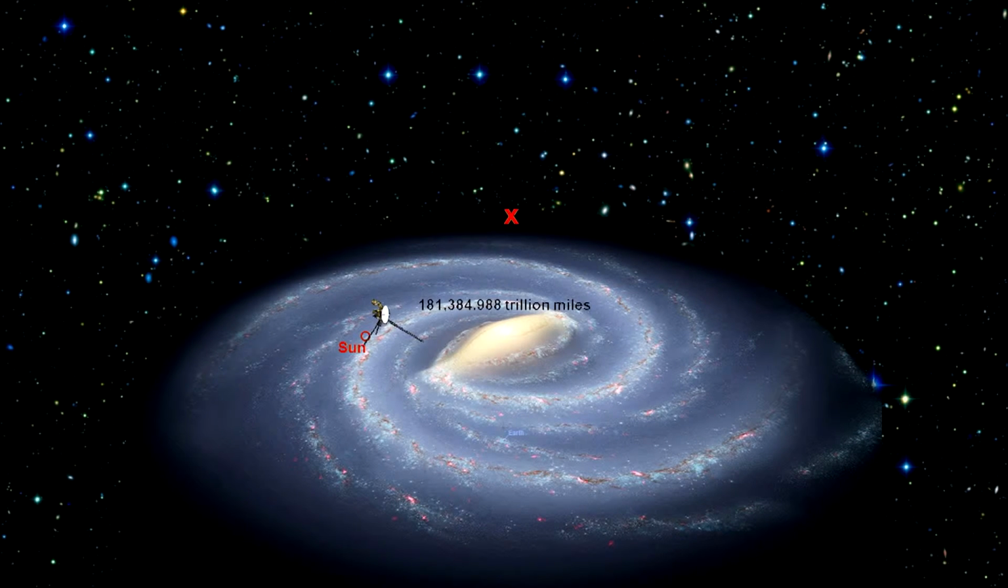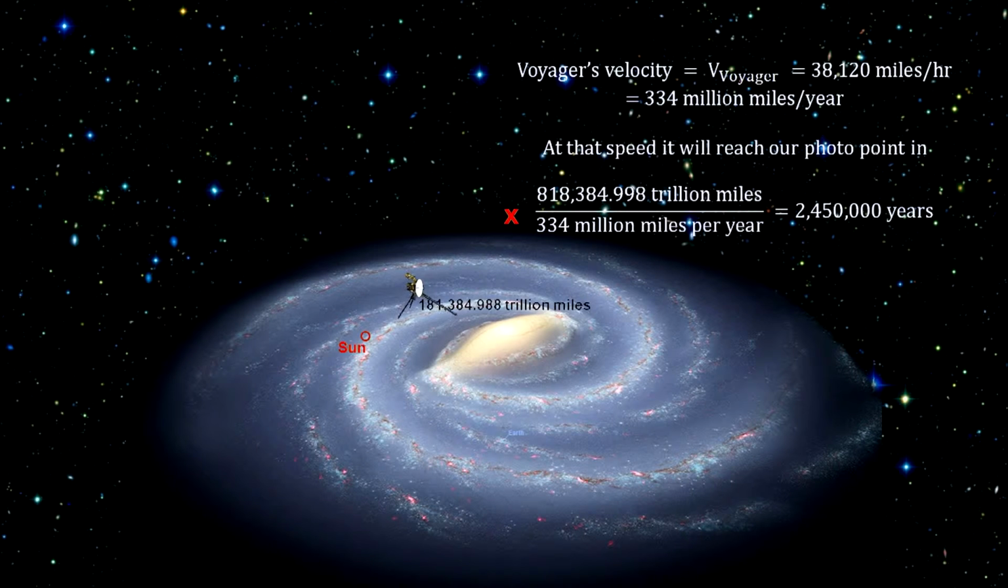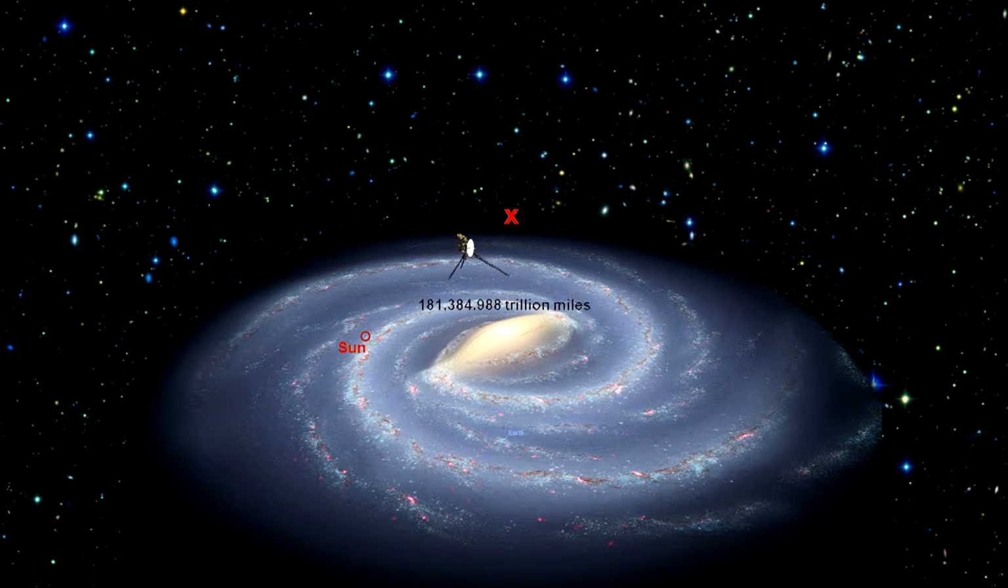Voyager 1 left on its journey in 1975 and is traveling at 38,185 miles per hour. It has already gone 12 billion miles. If we aim it at the photographic point, at its current velocity, Voyager won't reach this point for another 2,450,000 years. If some future generation were to ever take such a picture, they would see our entire solar system as little more than a single pixel.